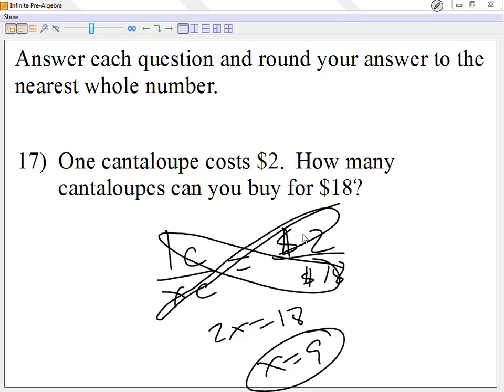Like I said, I get it. Some of these are easy to work. Work it however you can. I'm showing you how to do it mathematically, but you solve it however you can. Just keep in mind, once again, measurements with measure. Cantaloupe with cantaloupe, dollars with dollars.